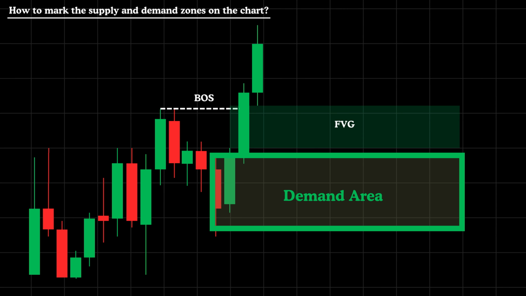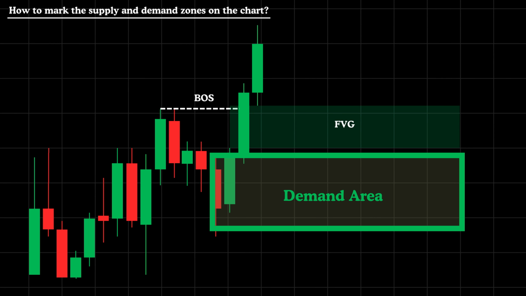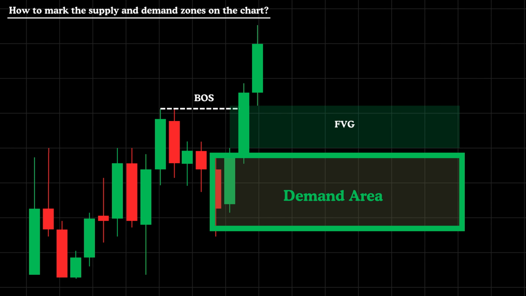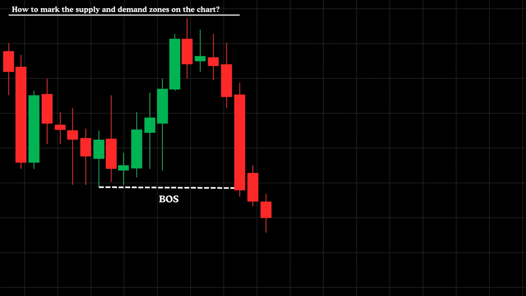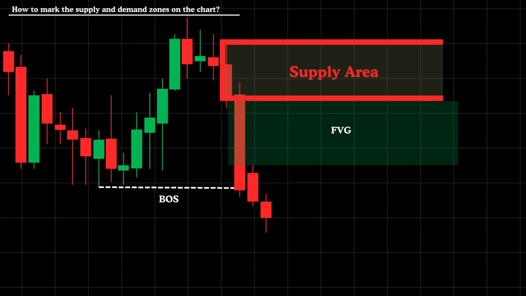Draw a rectangle from the high to the low of the last candle responsible for forming the fair value gap. That candle is believed to be where institutional decisions were made. The same rule applies for a bearish setup. Regardless of the candle's color, we mark the last candle that triggered the fair value gap as the supply zone.